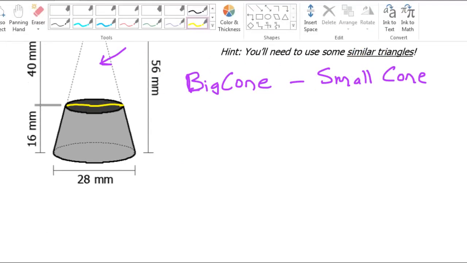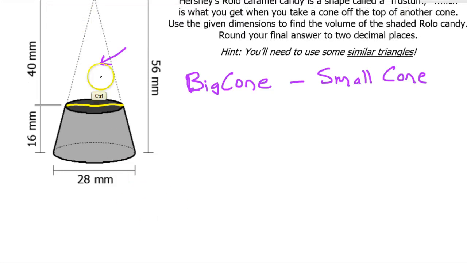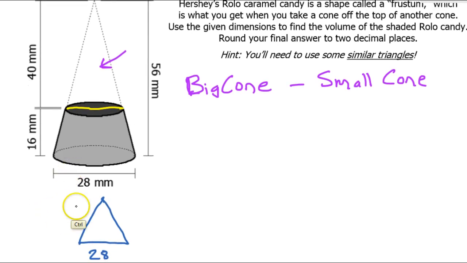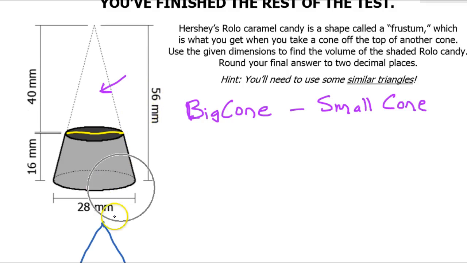So thinking back to what we knew a long time ago, I could look at the side of this large cone. If I look at it sideways, it's a large triangle. Okay, just forget that it's 3D for a minute. All right, so I've got this large cone. And the bottom of this triangle is 28. Okay, and the height of this triangle is 56.